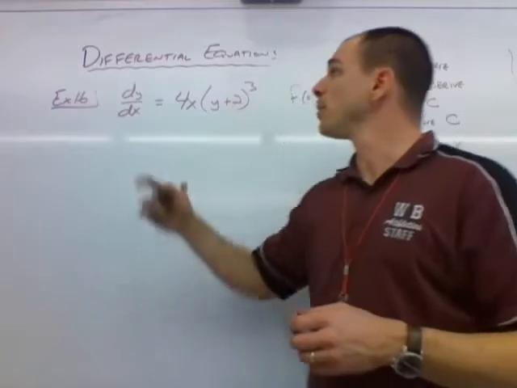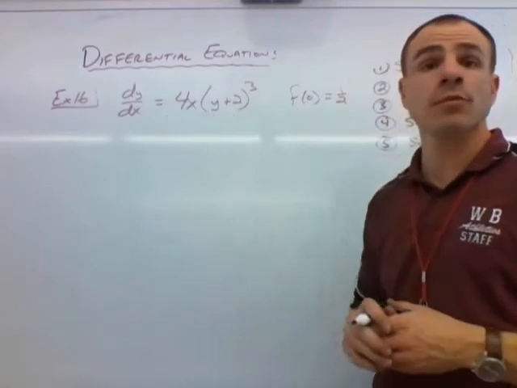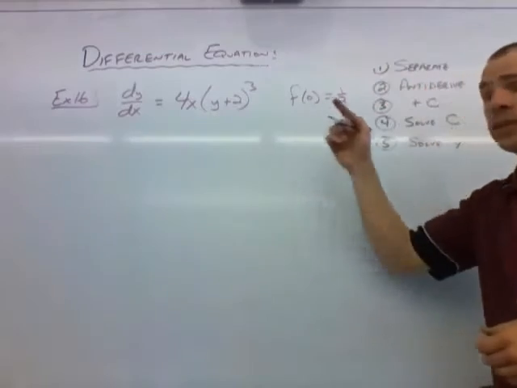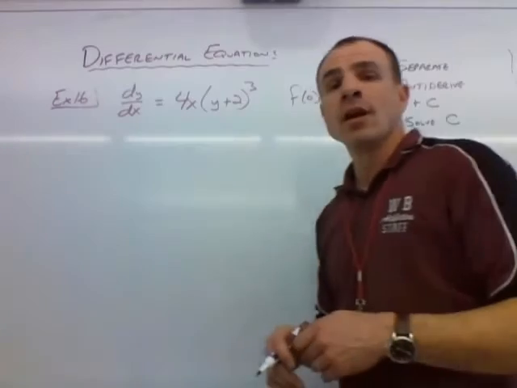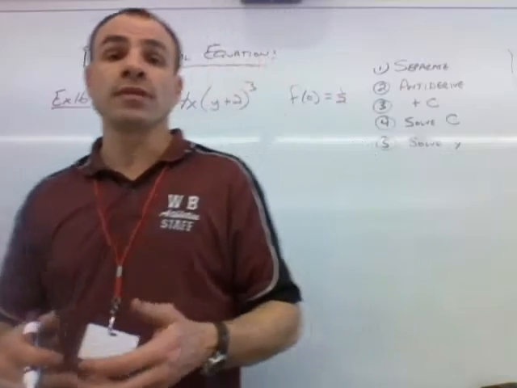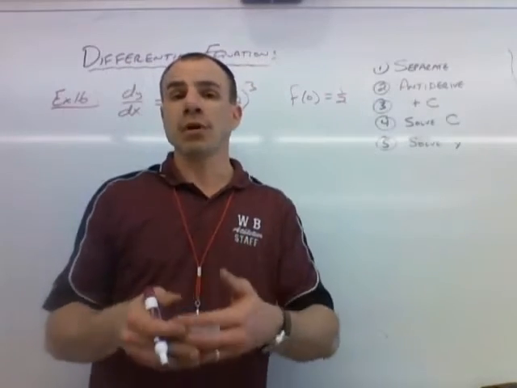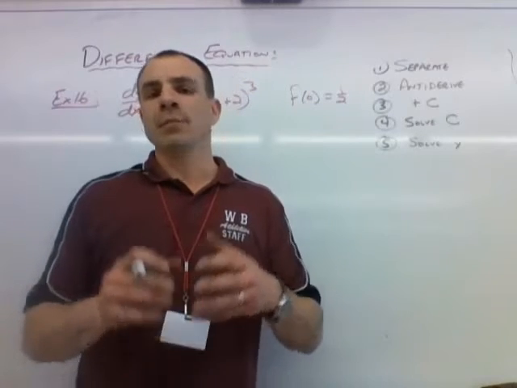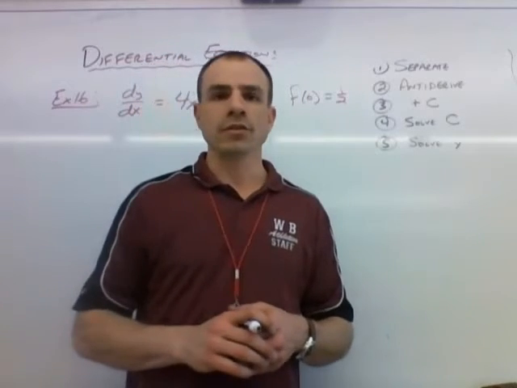Our final example, number 16, we have dy/dx equal to 4x times the quantity y plus 2 cubed, and our initial condition is that f of 0 is equal to a half. All right, so we're getting to be old pros at this, and I would certainly encourage you to try as much of this as possible on your own.